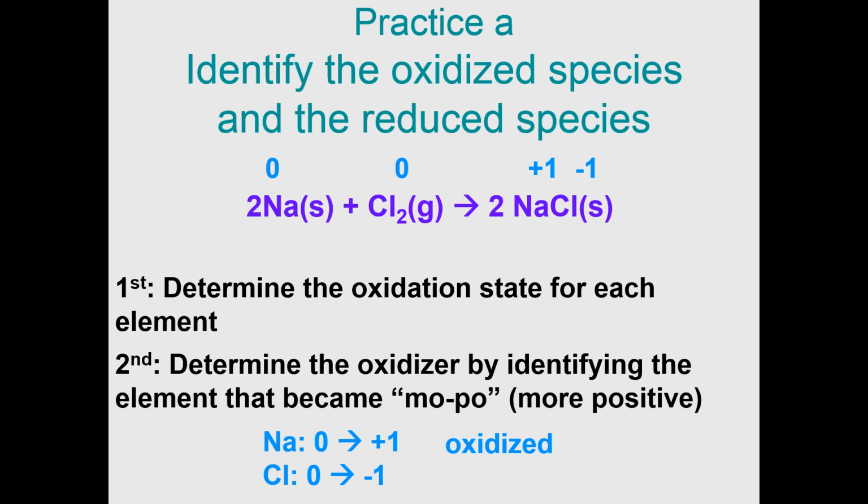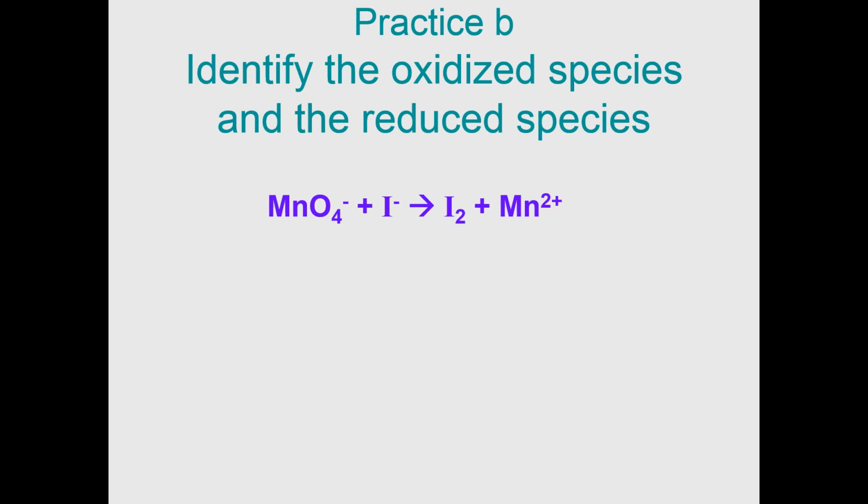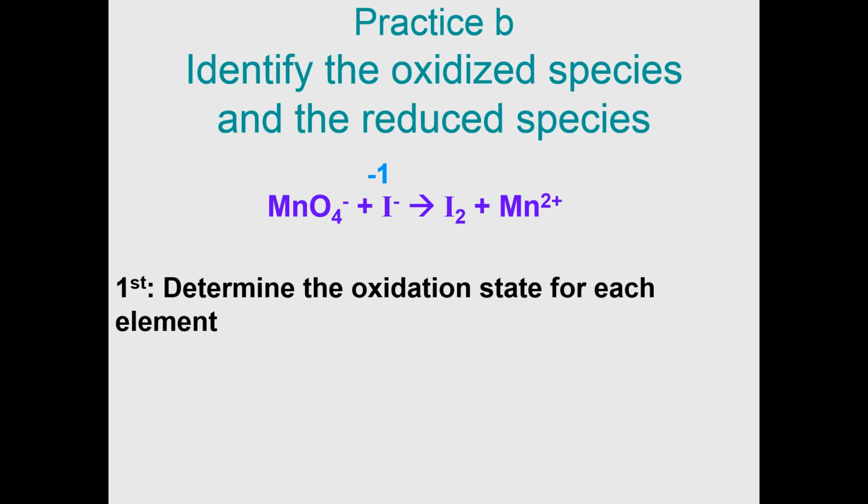In this case, sodium is oxidized, chlorine is reduced. And here's practice B. This is a little bit different. Actually, it's a lot different, but we do know how to handle oxidation states for these ions. So we're going to determine the oxidation states. And in this case, the oxidation number is going to be -1. It's not a free element. It does already have a charge, so we go ahead and take the charge of that to represent the oxidation number. So these are pretty obvious.